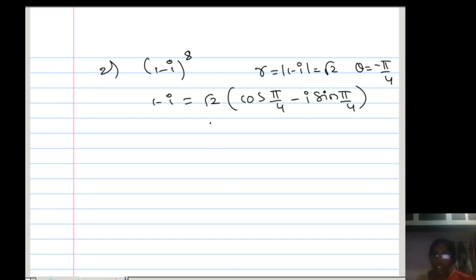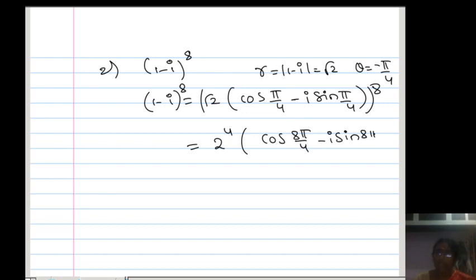You can go to this, which is 1 minus i. So directly I can apply power 8 to this. Root 2 power 8 means 2 power 4, into cos 8 pi by 4 minus i sin 8 pi by 4, according to De Moivre's theorem. So I can write 2 power 4. What is the value of 2 power 4 here? 2 to the 4 is 16.